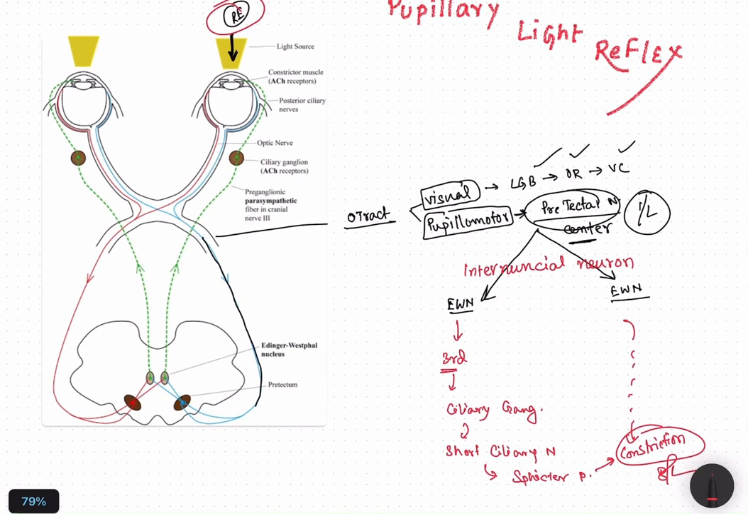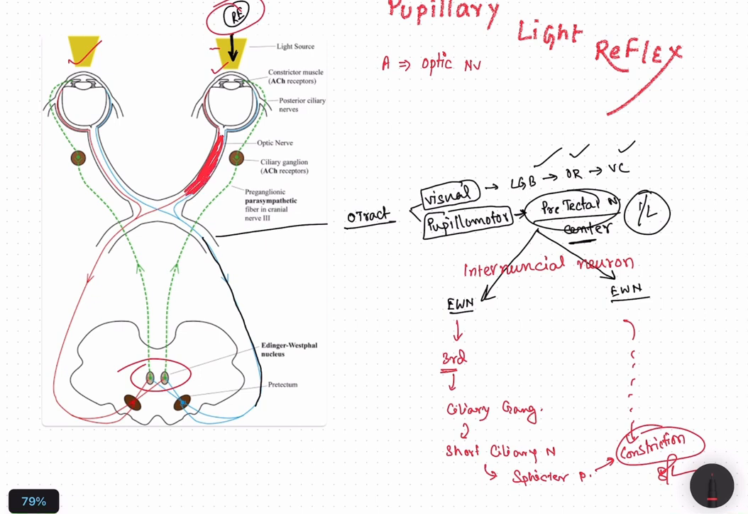Okay, the constriction of the same eye is the direct light reflex, and because of this crossing over from the pretectal through the internuncial neuron to the Edinger-Westphal, it is causing the consensual light reflex. Okay, now if there is an afferent defect, what is the afferent of the pupillary light reflex? The afferent is your optic nerve. You can see through the optic nerve your light reflex is carried.